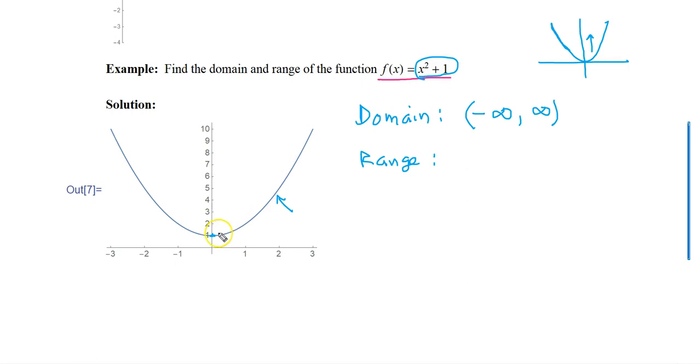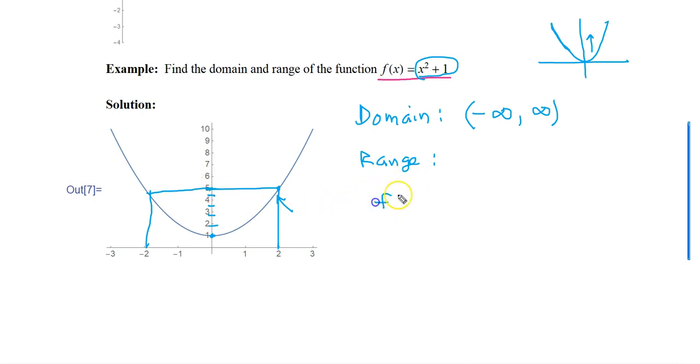Now, if we look at this graph over here, notice we have a vertex at 1 on the y-axis. All of these numbers from 1 all the way up to positive infinity are going to be in the range. For example, notice that 5 is going to be in the range, because if I go over, I will hit the graph somewhere and then drop down, so there is an x that gets mapped to the number 5. In fact, there are 2 of them. Plus and minus 2 get mapped to 5. So 5 is in the range.